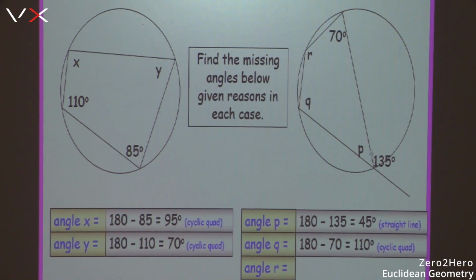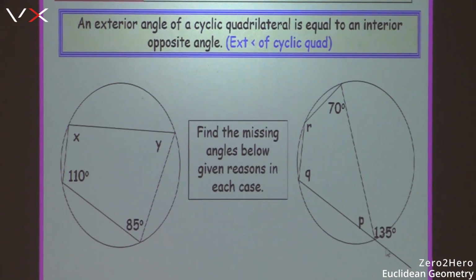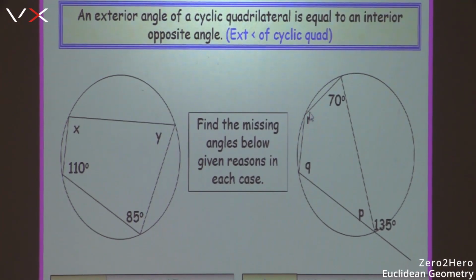Let's look at R. Let's read the theorem. An exterior angle of a cyclic quad is equal to an interior opposite angle. This is the exterior angle. It will be equal to the interior opposite angle, which is R in this particular case. So R will also be equal to 135 degrees. The exterior angle of a cyclic quadrilateral.